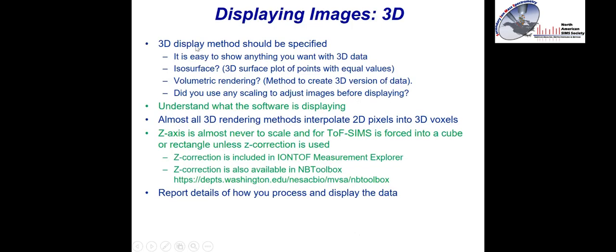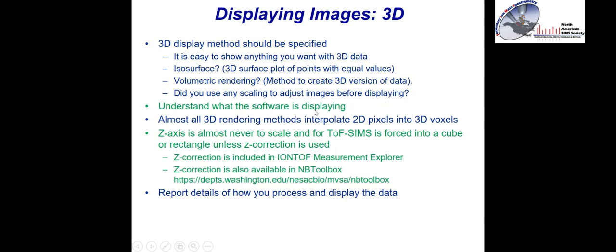So if we then want to do something in 3D, it's really important to think about what you're going to show, because the way software displays 3D data, you can show pretty much anything you want. You can choose between an isosurface, which is basically a surface plot of equal value locations within a data set. You can do a volumetric rendering that creates a 3D version of your data by displaying basically pixels as voxels. And then, as before, you need to state whether you did any scaling or adjusting before displaying your images.